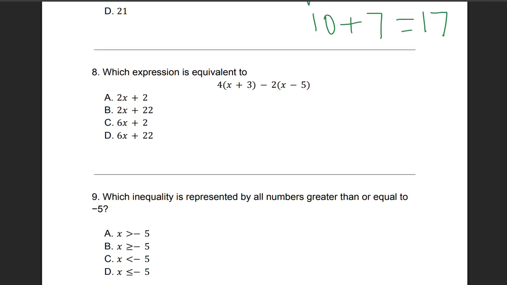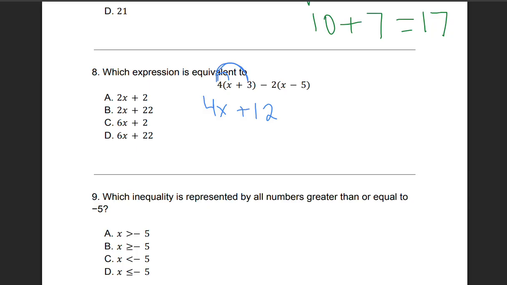Which expression is equivalent to the following? So we have 4 parentheses x plus 3 minus 2 parentheses x minus 5. Well, this is going to take some of that information we talked about in the first problem of using distributive property. Well, let's start off with that first parentheses. So 4 times x. That is going to give us a 4x. In front of that x is technically a 1, so 1 times 4 is in fact 4. Multiplying to that second term, 4 times 3 is going to give me a 12.